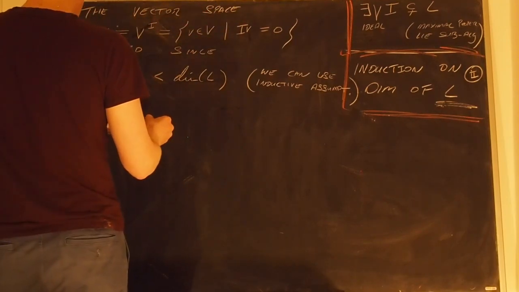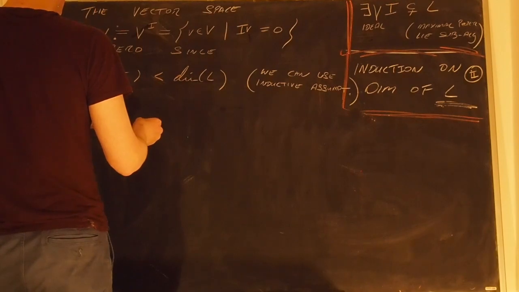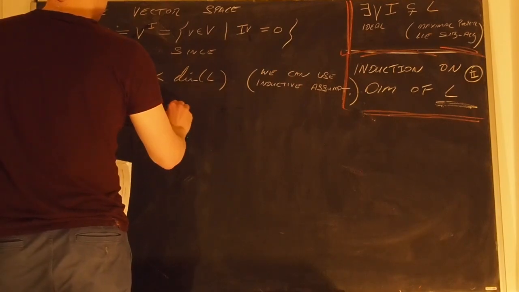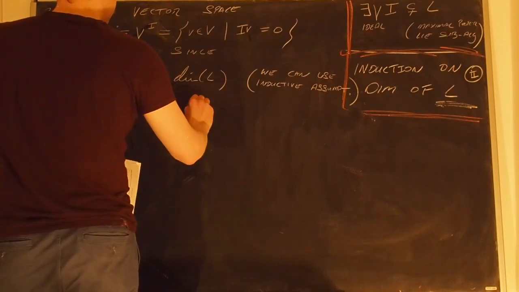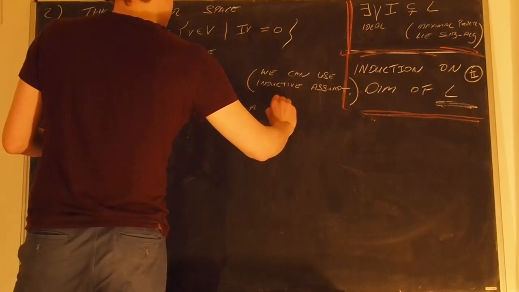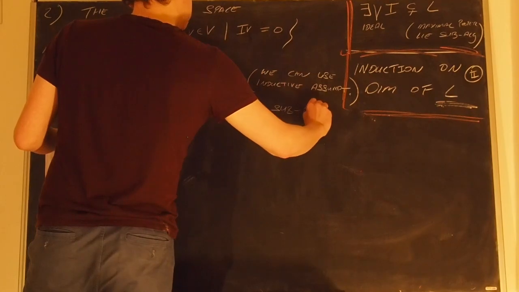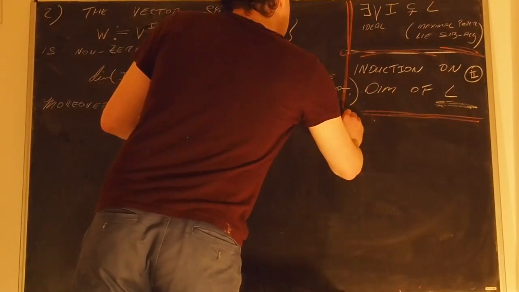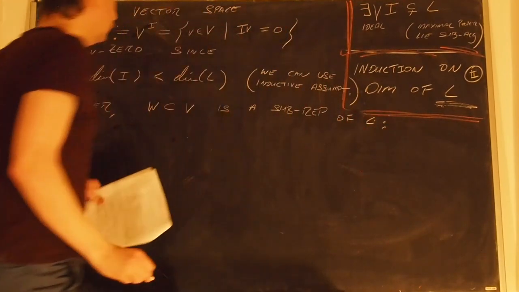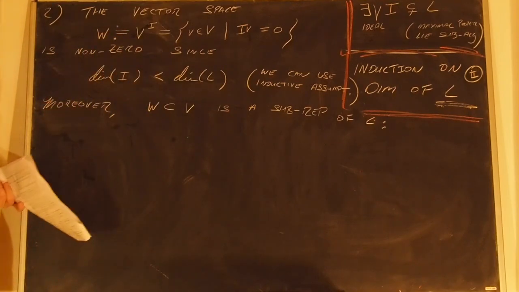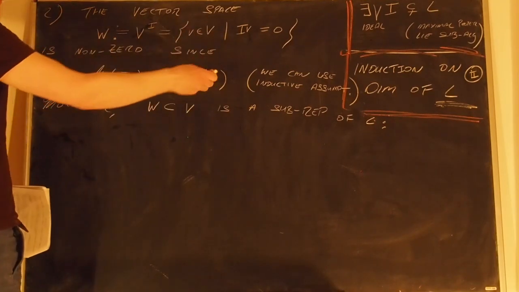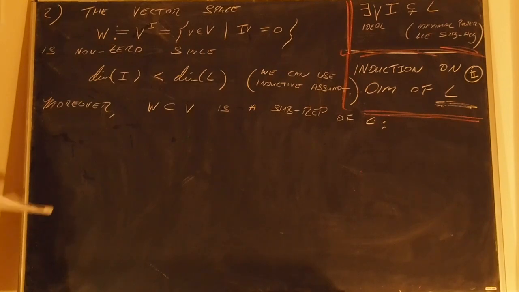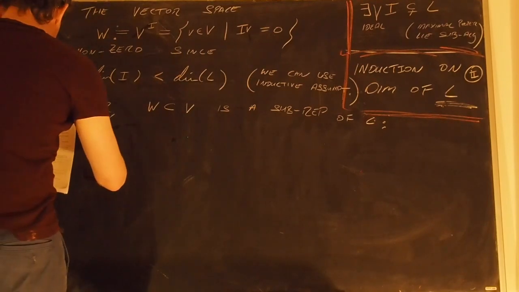Moreover, W is a sub-representation. It's clearly a sub-representation of I because it just gives you zero. But it's a sub-representation of the larger L. Why is that the case? Well, that's where we need this assumption here, to show that this new space we've introduced is a sub-representation.